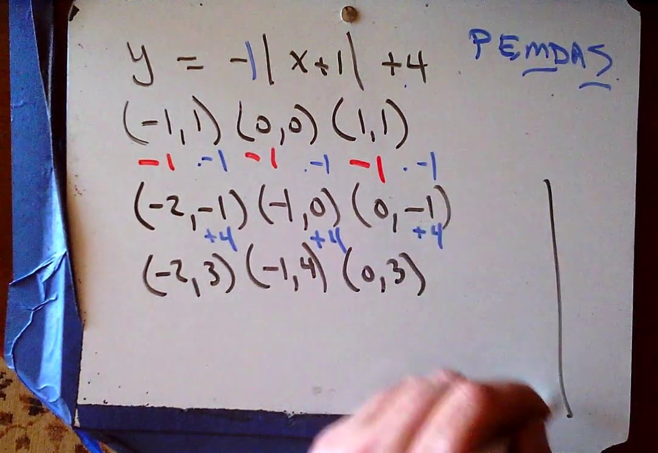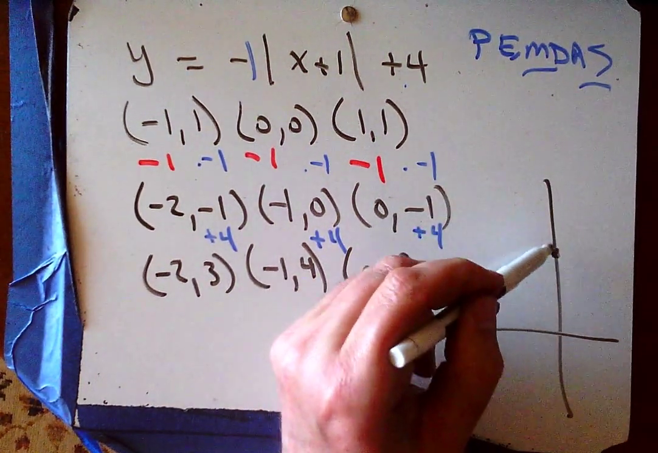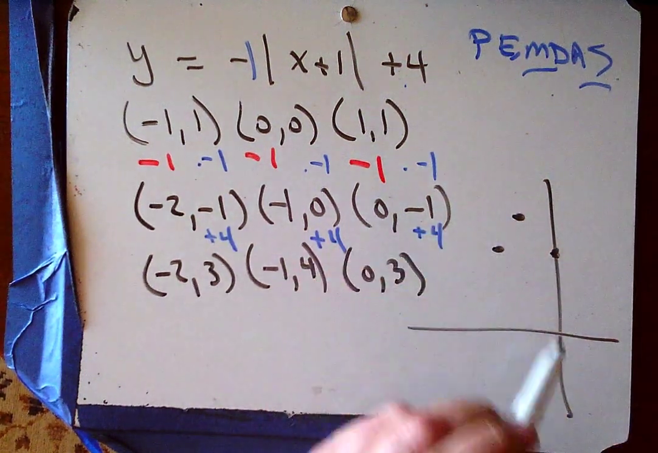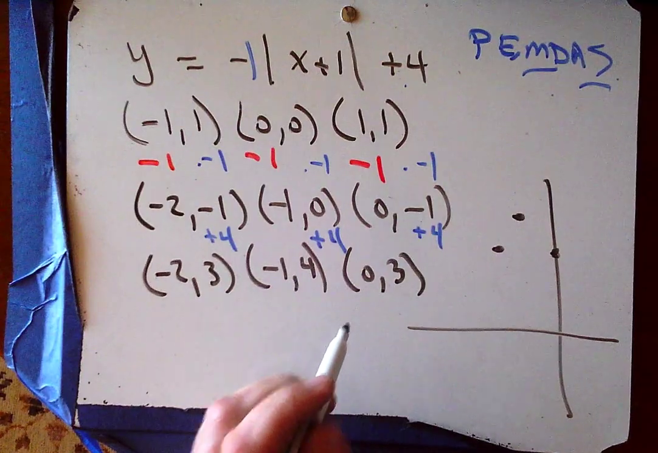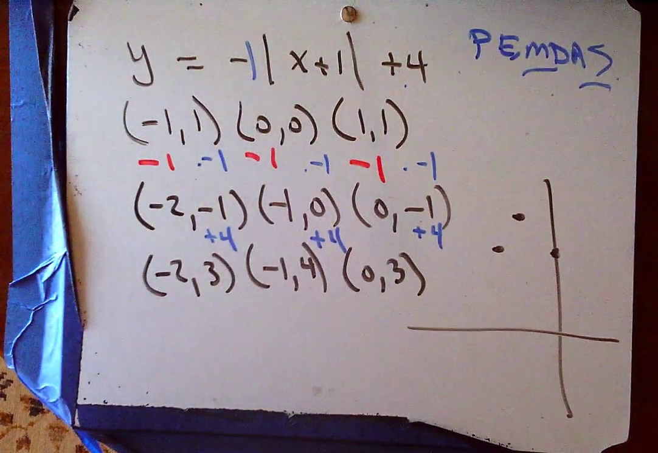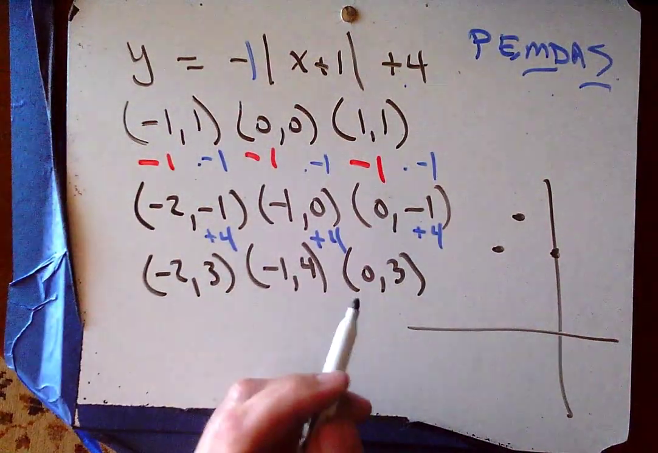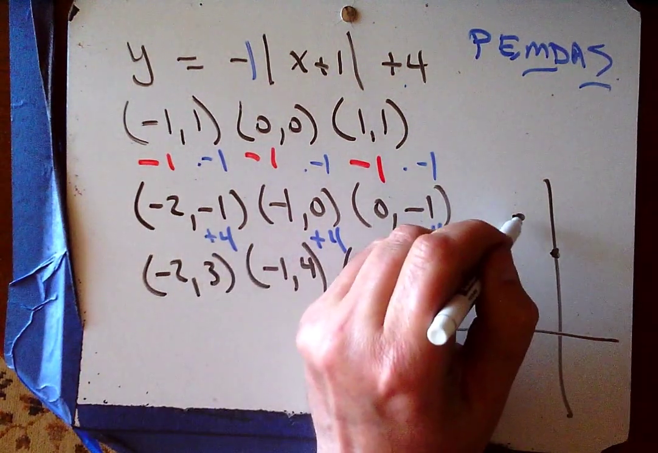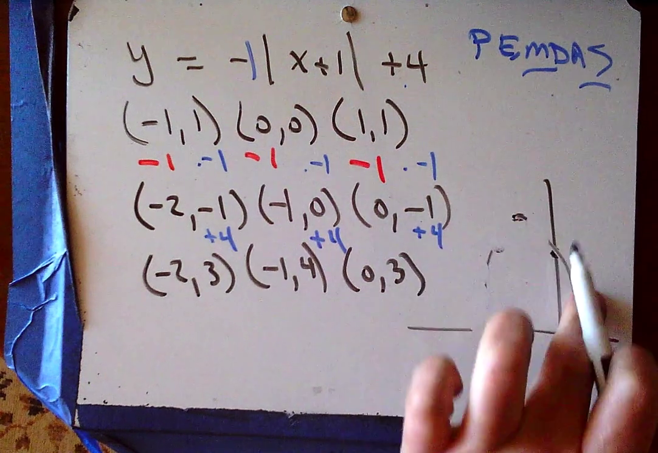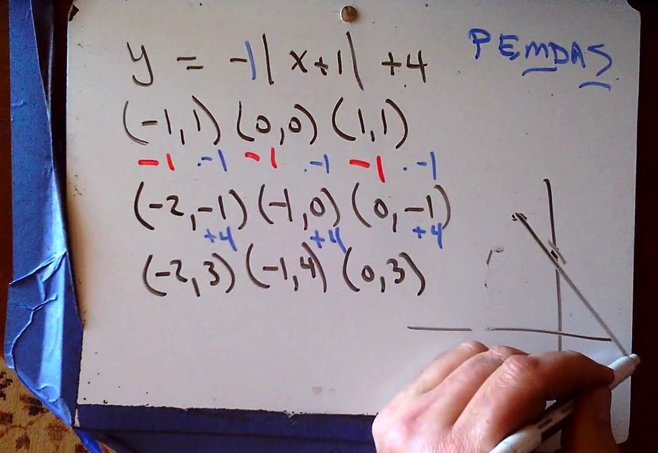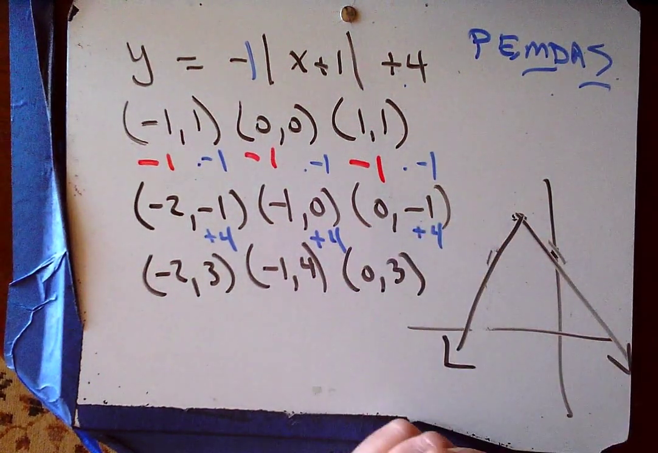Remember, it's not sufficient just to plot the points. I need to have the correct shape through those points. The correct shape is not a parabola. Don't draw a parabola. This is an absolute value function. It should look like this.